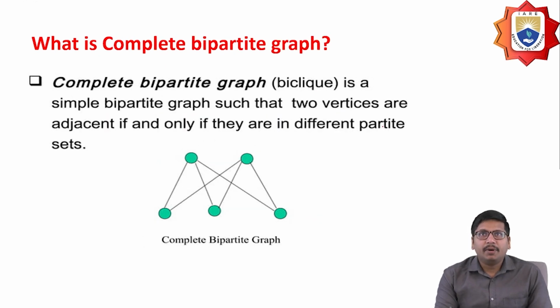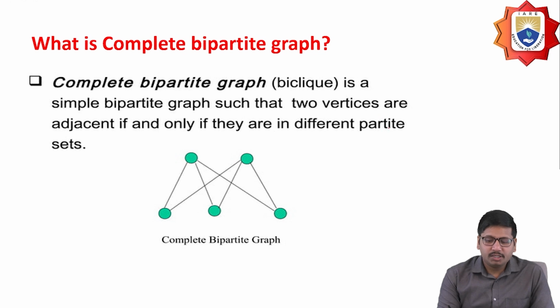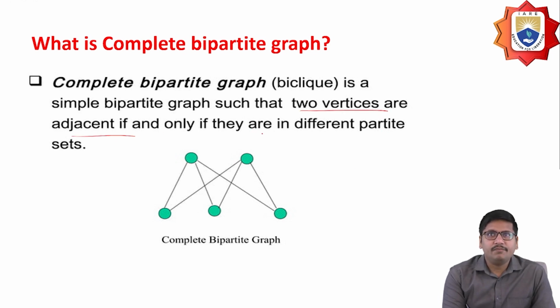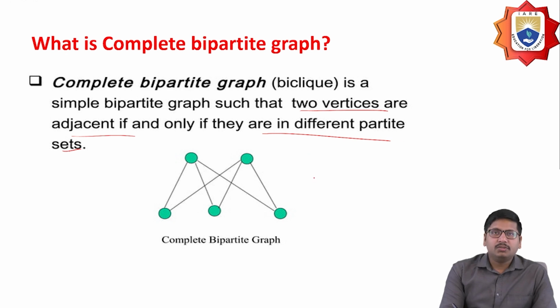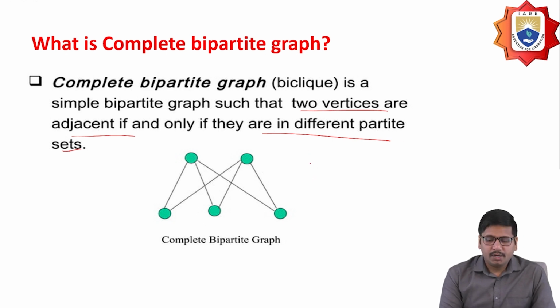What is a complete bipartite graph? The complete bipartite graph is a simple graph such that two vertices are adjacent if and only if they are in different partite sets.